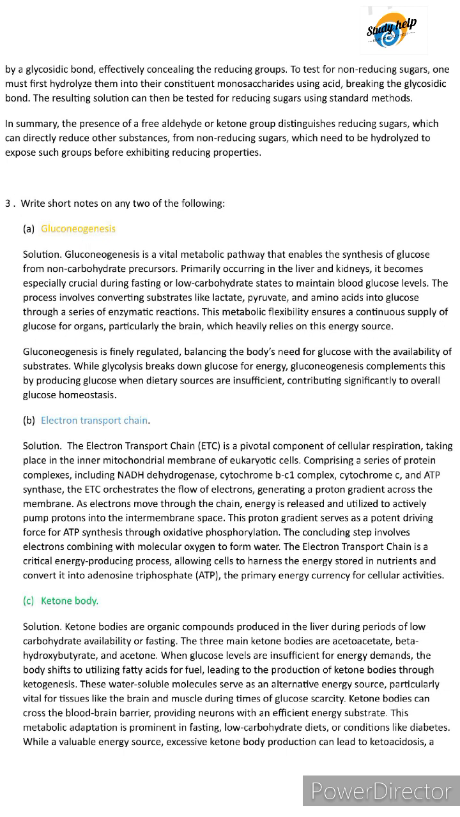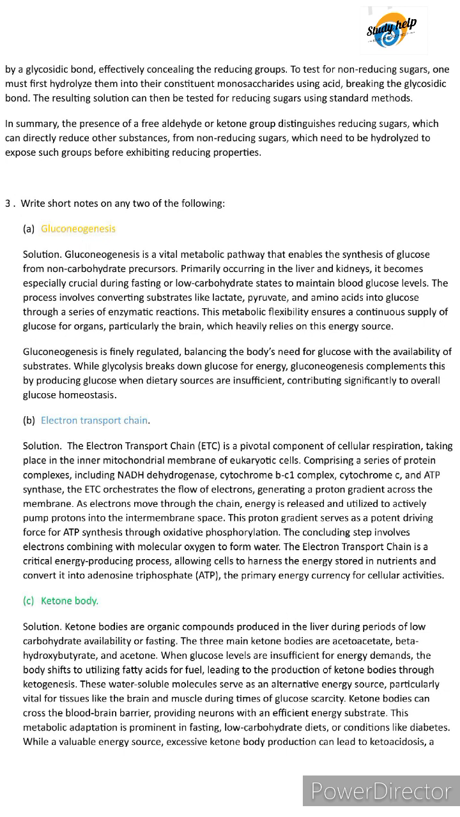To test for non-reducing sugars, one must first hydrolyze them into their constituent monosaccharides using acid, breaking the glycosidic bond. The resulting solution can then be tested for reducing sugars using standard methods. In summary, the presence of a free aldehyde or ketone group distinguishes reducing sugars, which can directly reduce other substances, from non-reducing sugars, which need to be hydrolyzed to expose such groups before exhibiting reducing properties.